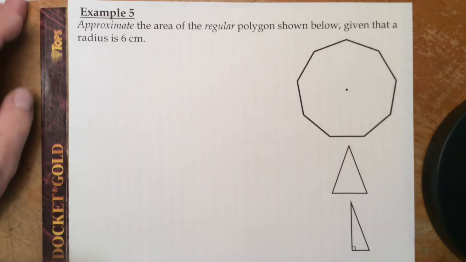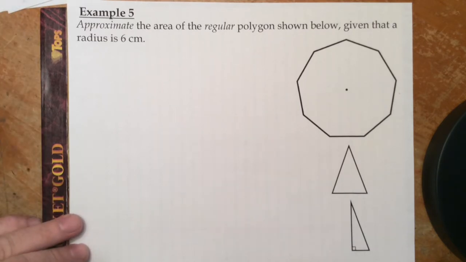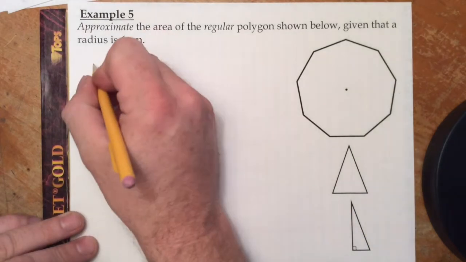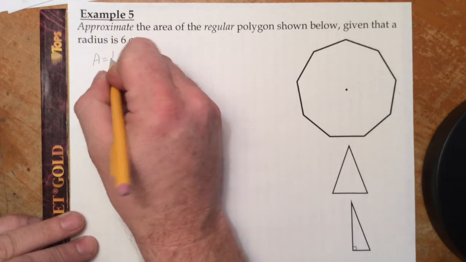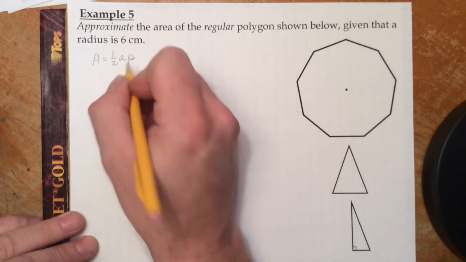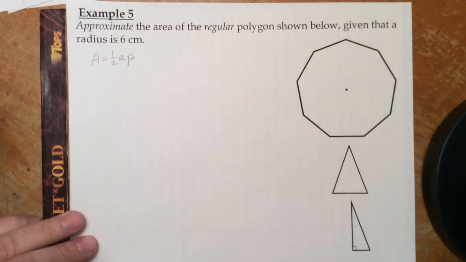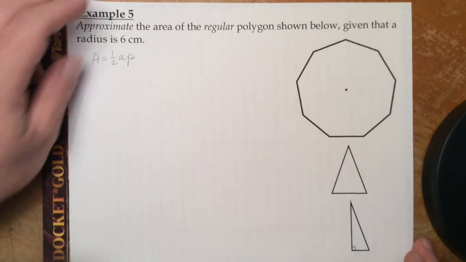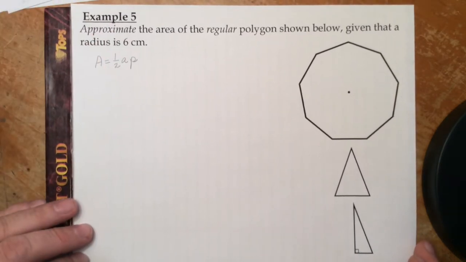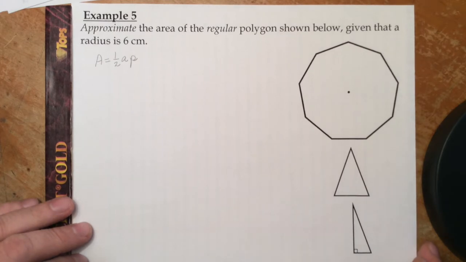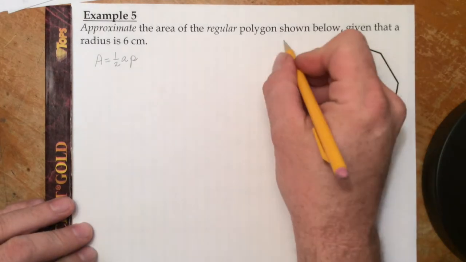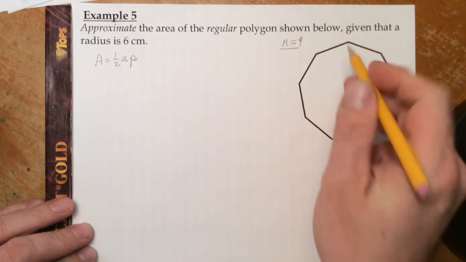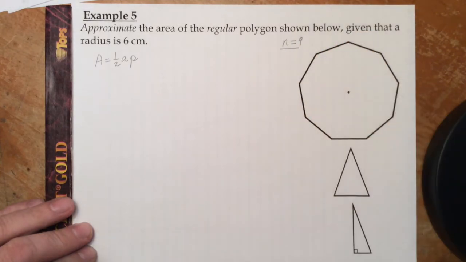Example 5. Approximate the area of the regular polygon shown below, given the radius is 6 centimeters. Well, so we're going to find the area of a regular polygon, so A equals 1/2 times the apothem times the perimeter. First of all, in this particular problem, we're only given a radius. When this happens, the work can be rather extensive sometimes, depending on the information you're given. N is 9 here, so this is a nonagon. 1, 2, 3, 4, 5, 6, 7, 8, 9.